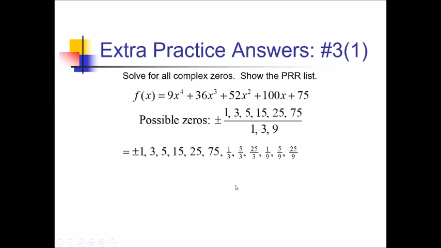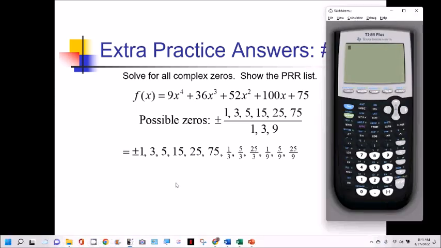At this point, we're going to start plugging these numbers into our calculator, into this polynomial. And we're going to do that until we get a 0. Then we'll use that to use some synthetic division and break this thing down a little bit. So let me go to my calculator now. So here's my calculator.